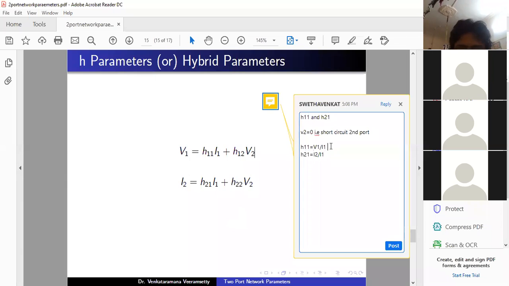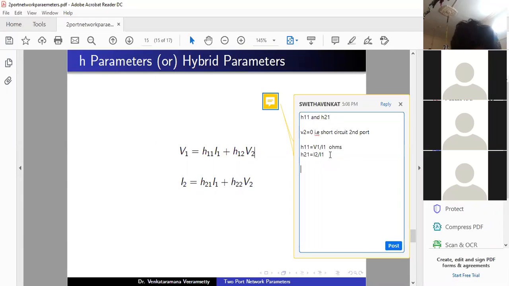If you observe these two equations, what are the units for H11? It is ohm, because it is voltage divided by current. Whereas for H21, there is no unit. It is the current gain, so there is no unit for the current gain.